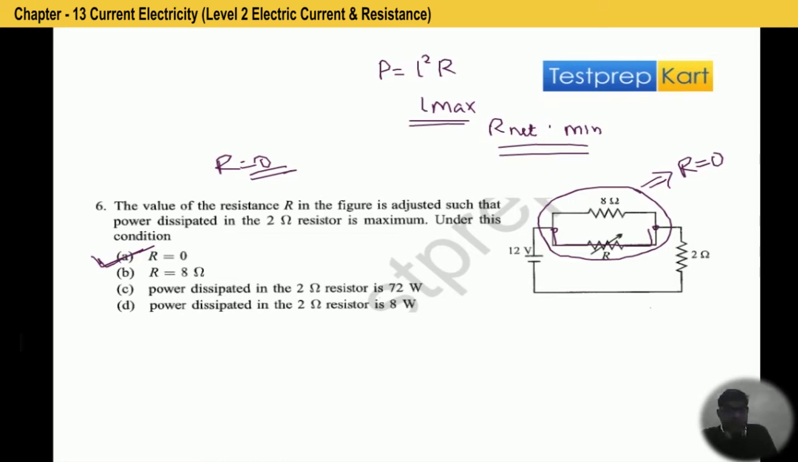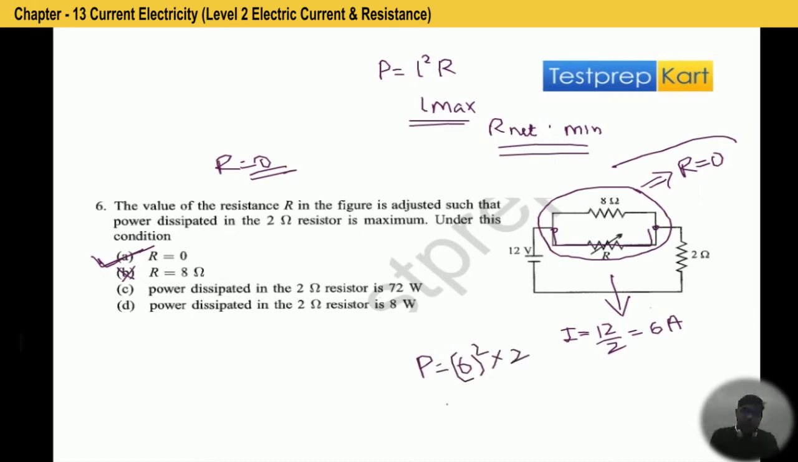Second, if R is equal to 8 ohm, so it is not right. Third, power dissipated in the 2 ohm resistor is 72 watt. So if this combination has no resistance, then current passing through this circuit would be I equals to 12 upon 2, that is 6 ampere. So power would be 6 square into 2, that is 72 watt. This is right. So options A and C are correct for this question.